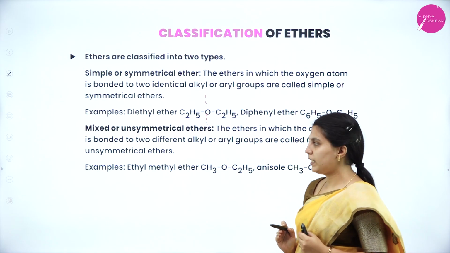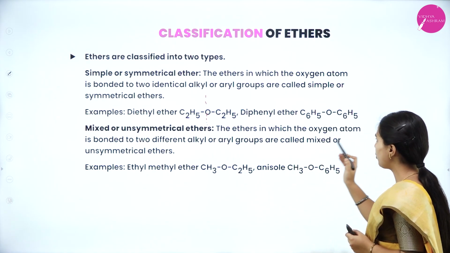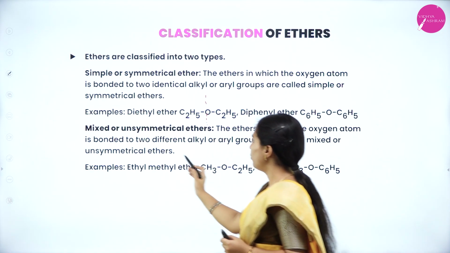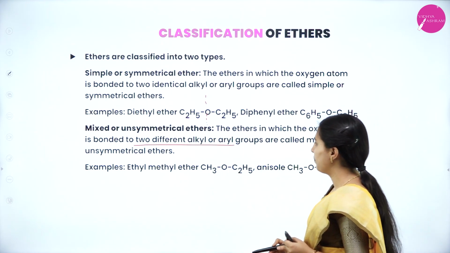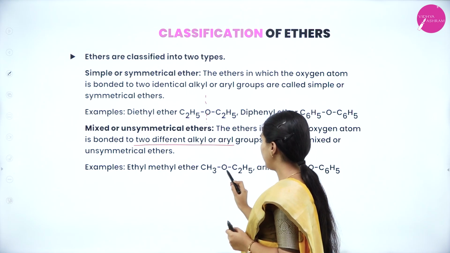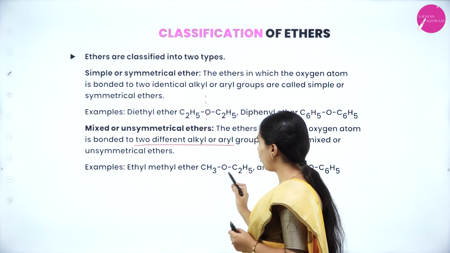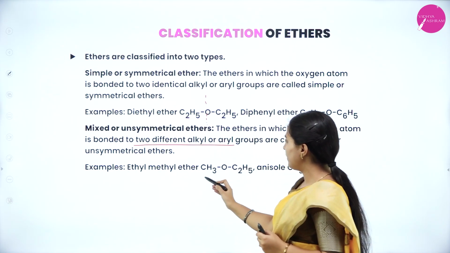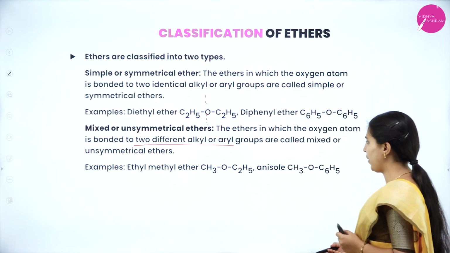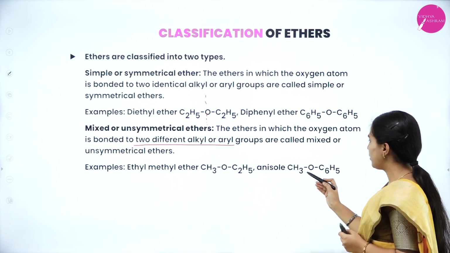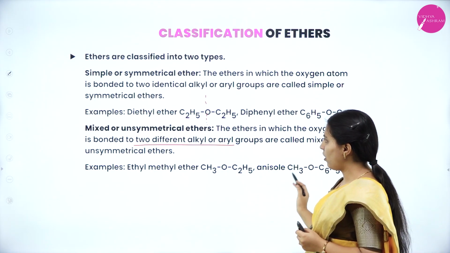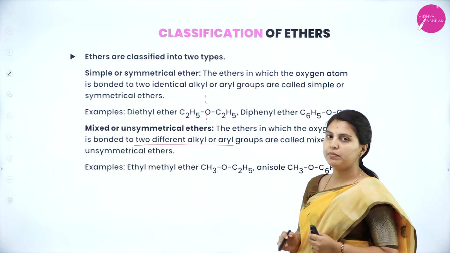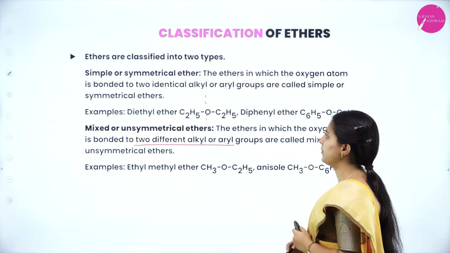Mixed or unsymmetrical ethers means the ethers in which the oxygen atom is bonded to two different alkyl or aryl groups are called mixed ethers. Here ethyl methyl ether, in between oxygen is there, that side CH3 and this side C2H5. In anisole also, CH3 and C6H5 are present. So these are mixed or unsymmetrical ethers, and that one is a simple or symmetrical ether.